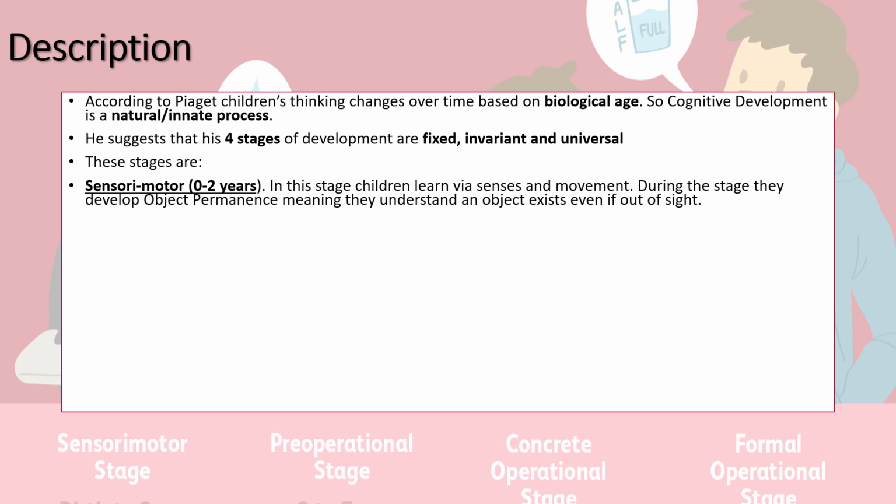During this stage, they develop an important skill called object permanence. This usually develops at about 12 to 18 months old. They don't have it at the very start. It means they understand that an object exists even if it's out of sight.